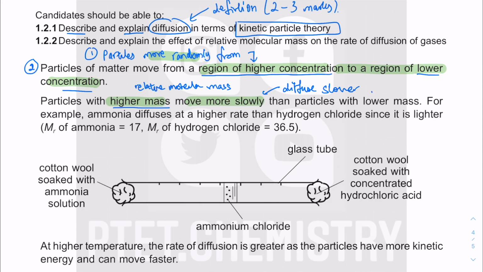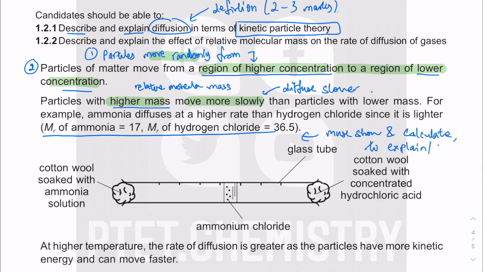And in terms of explaining it, you need to talk about the Mr, so you must show and calculate. You must show your calculation to explain or state clearly. It's not enough to just say it's lighter or heavier. You need to specify your calculation, or at least give the value. You don't memorize this value because you can obtain it from the periodic table.